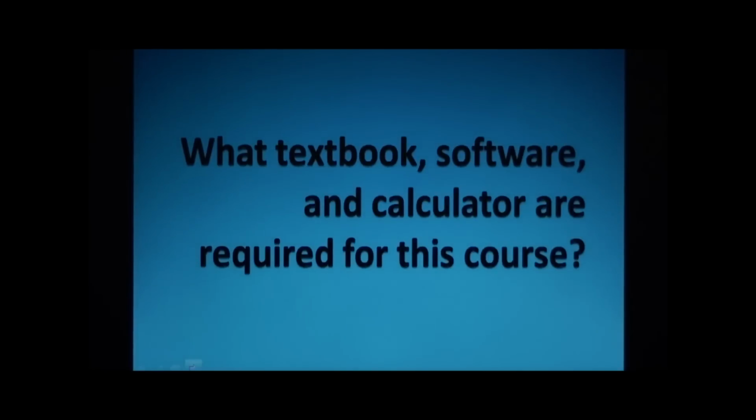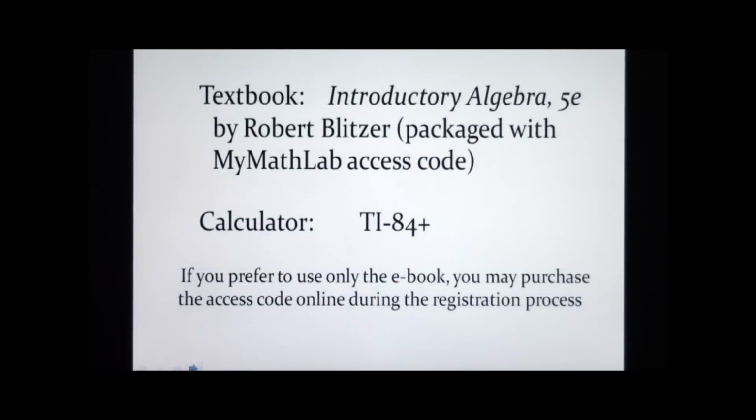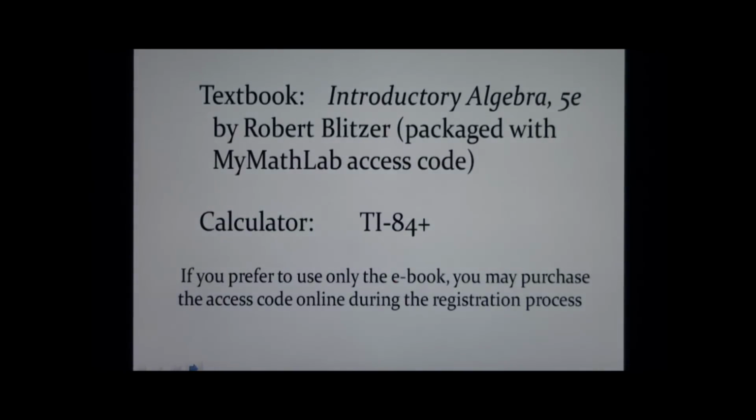The first question we're going to take a look at is what textbook, software, and calculator are required for this course. The textbook we're using is a different textbook than seated Math-070 classes, so make sure that when you go to the bookstore to purchase your textbook, you specify that you're taking Math-070 online. It's called Introductory Algebra, the 5th edition by Robert Blitzer, and it's packaged with the MyMathLab access code.